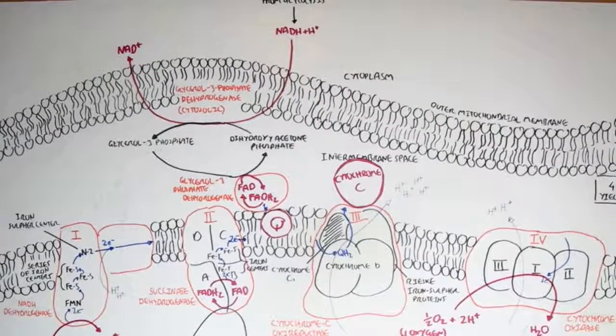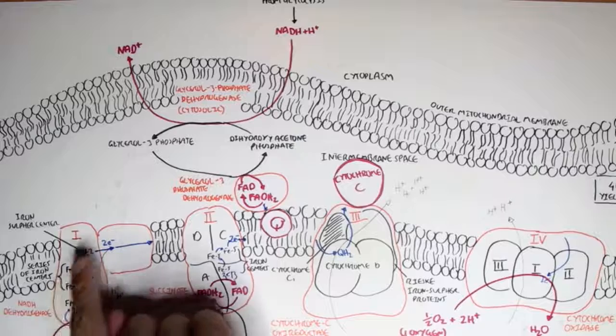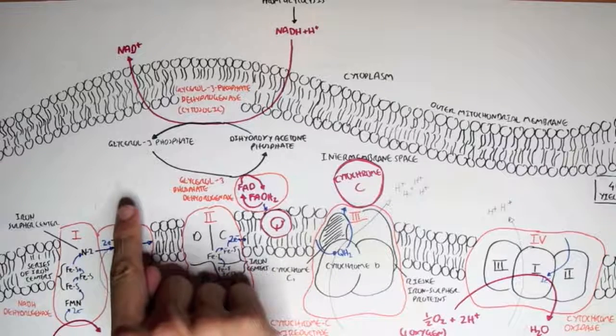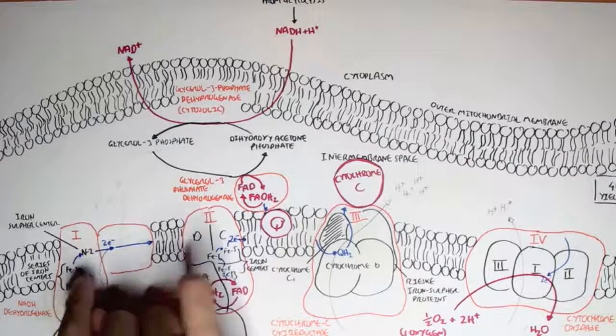Ubiquinol will then move the electrons to complex 3, while complex 3 will then pump out 4 hydrogen ions per NADH, now FADH2. And then the electrons will move to cytochrome C of complex 3. Cytochrome C will then move to complex 4, where it will cause complex 4 to pump out 2 hydrogen ions per NADH, now FADH2. And so as you can see, through this glycerol 3-phosphate shuttle mechanism, we are bypassing complex 1 and complex 2. So we're missing an additional 4 hydrogen ions pumped by complex 1.